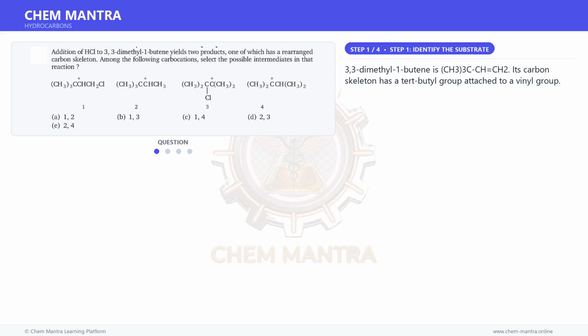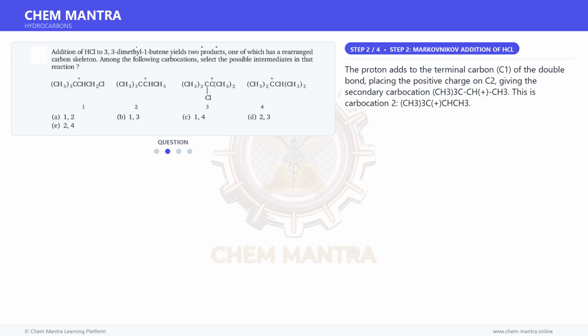3,3-dimethyl-1-butene is (CH3)3C-CH=CH2. Its carbon skeleton has a tert-butyl group attached to a vinyl group. Moving on to the next step.